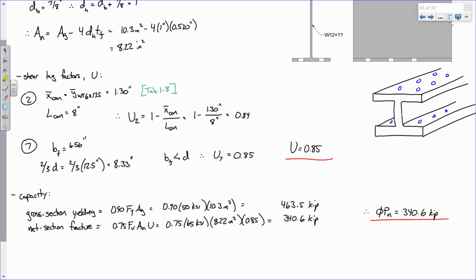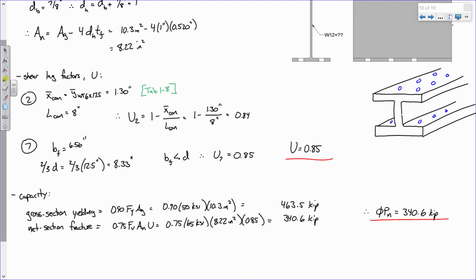Now, before we leave, I have two questions. What does that tell you? What do you compare that against? Not P_n, P_u. And what is P_u? 332 kips. What does that mean? I'm asking you, what can you tell me about this selection? That's the strength, and 332 is what we're putting on it. What does that mean? The beam's good. It's good.